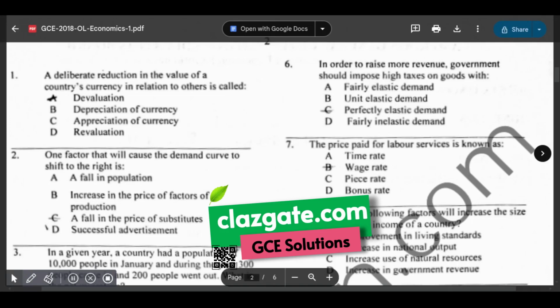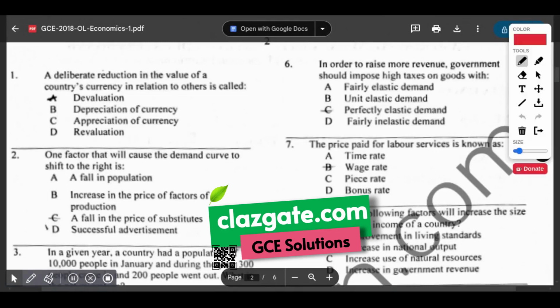Okay, we want to shift demand to the right, and the only thing that shifts demand to the right here is successful advertisement, because effective advertising can create a positive consumer sentiment towards a product, leading to increased demand and a shift of the curve to the right. So the answer to question 2 is D, successful advertisement. And I'll write it down. Answer to question 2 is D. And the answer to question 1 was A, devaluation. Question 2, the right answer is D.